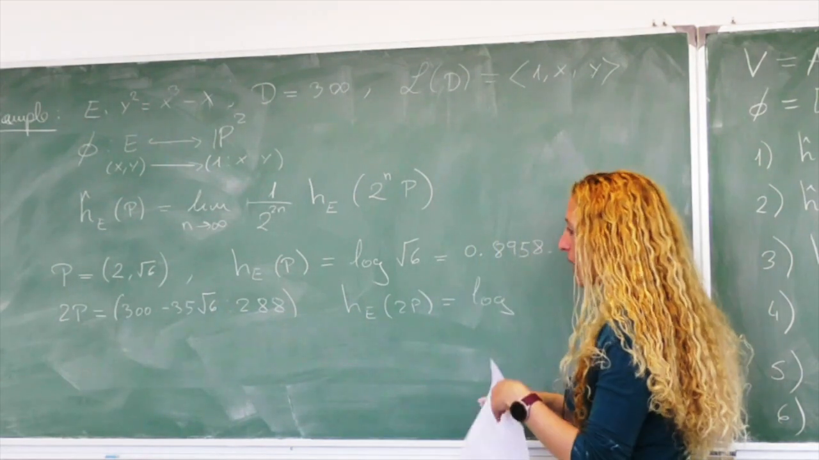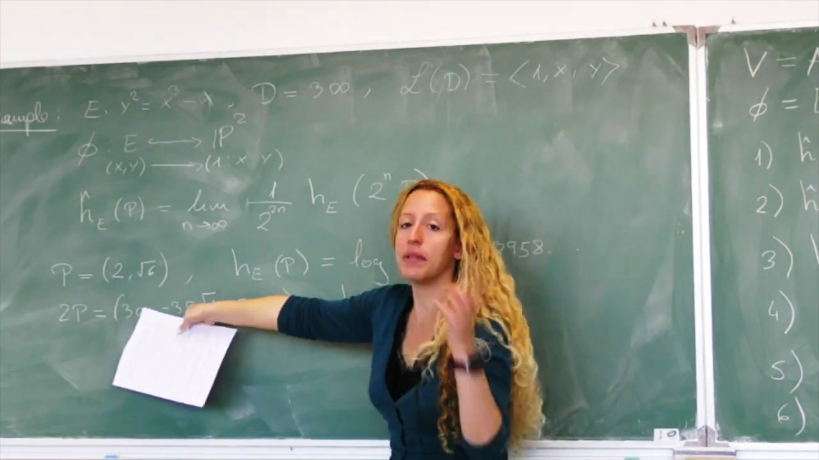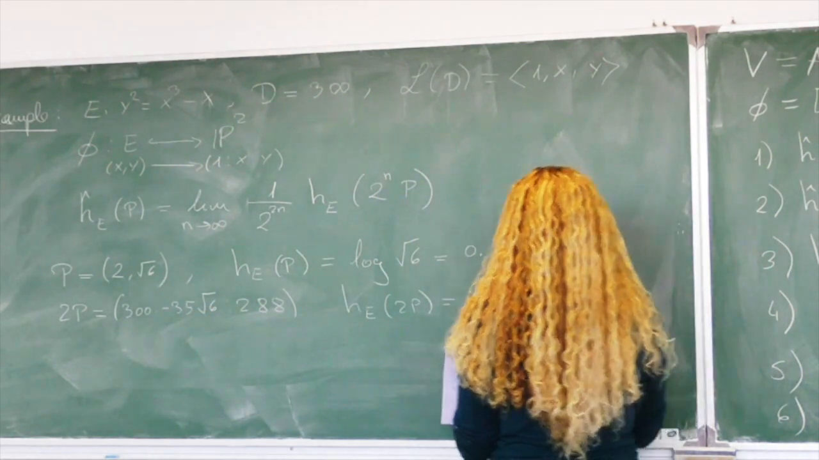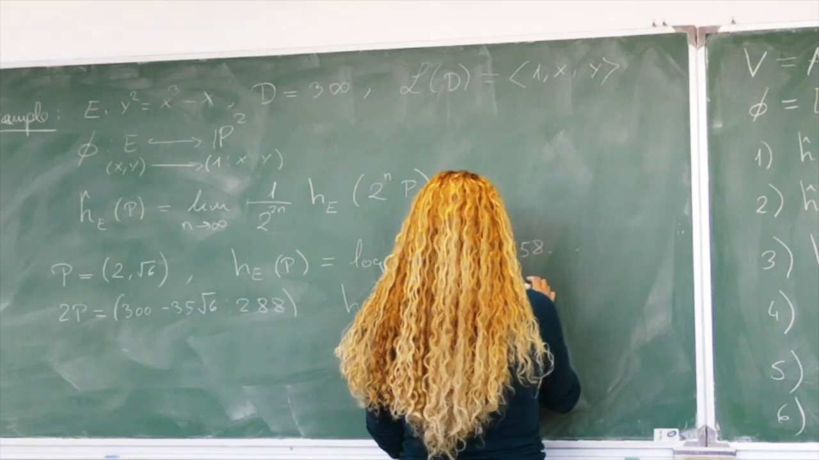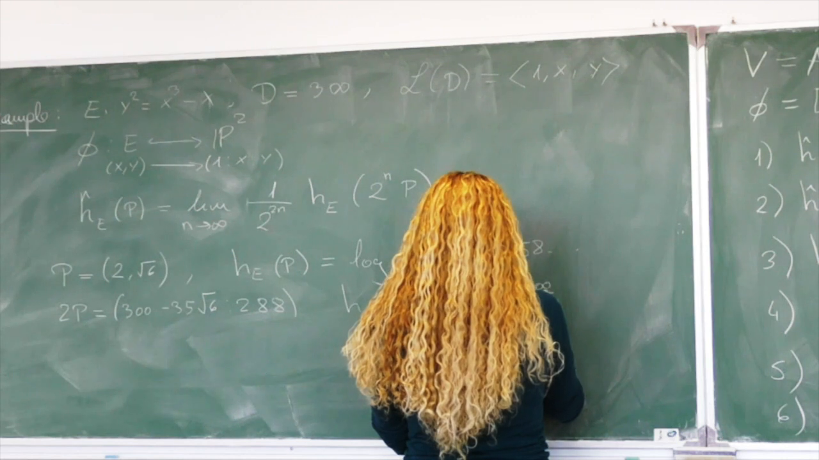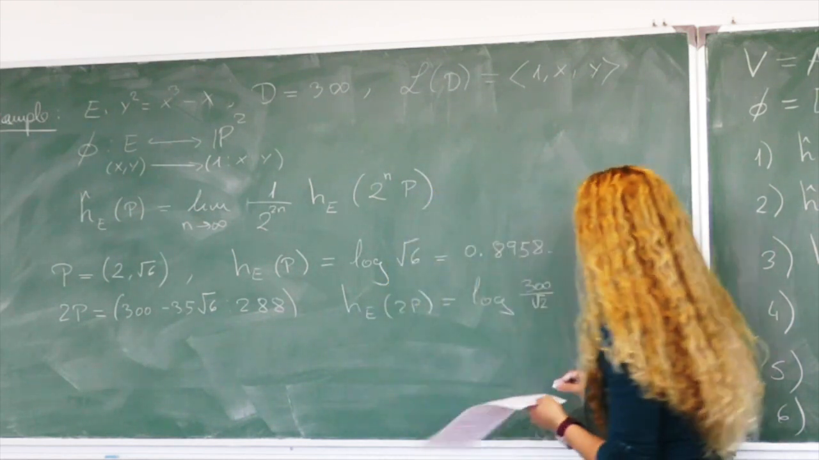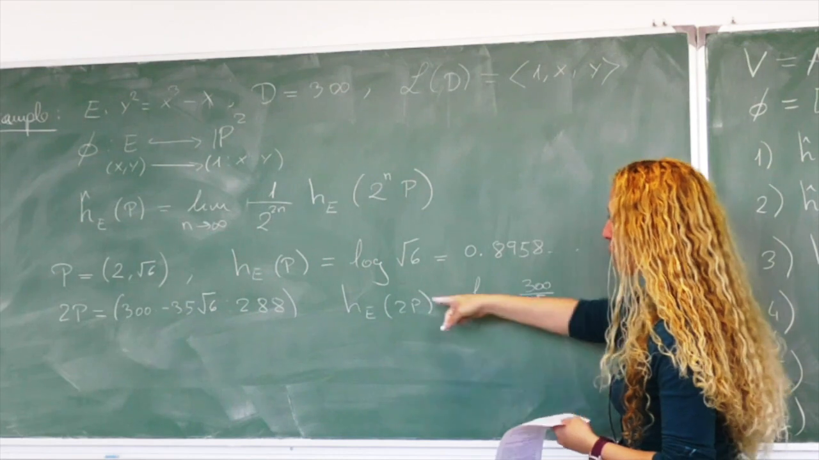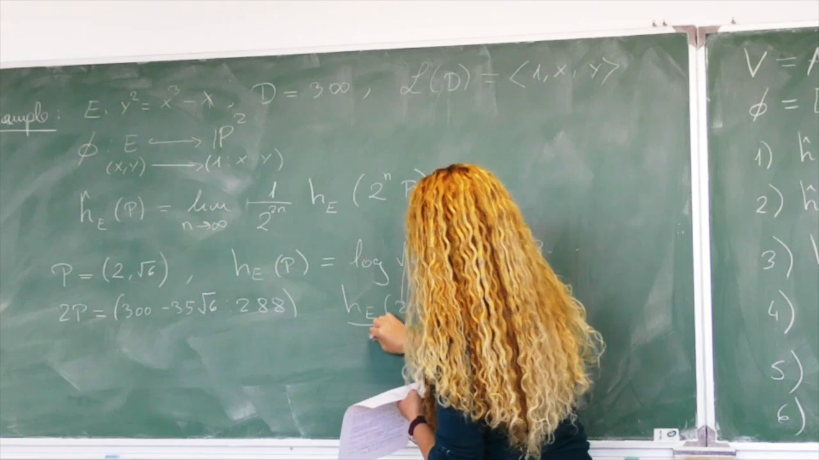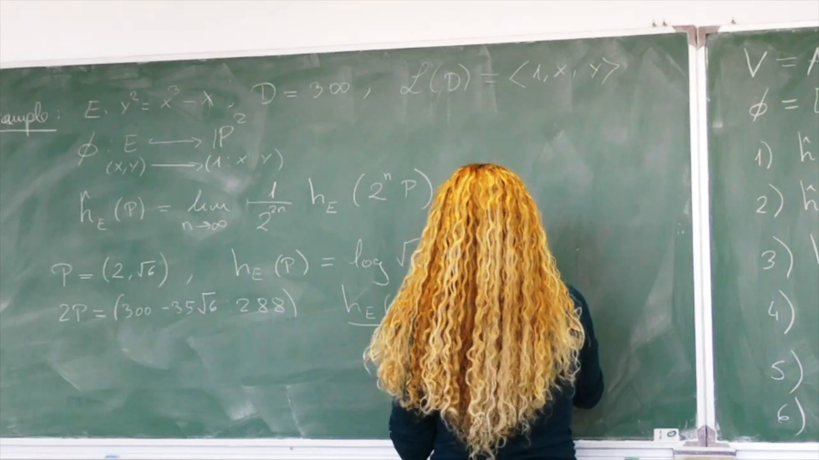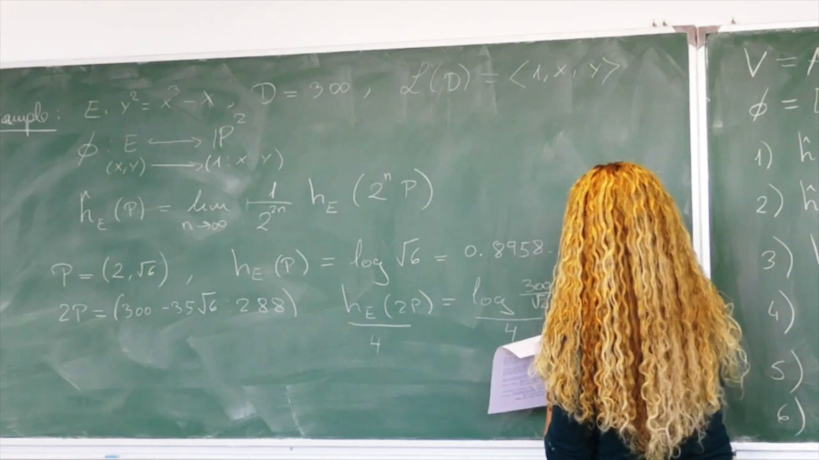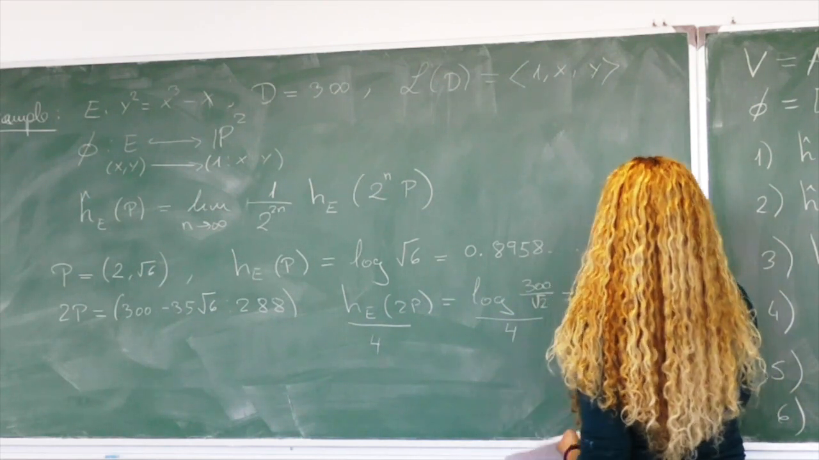So then the biggest one actually is this one, but divided by a square root of 2. So I compute, and I get that this is equal to the logarithm of 300 divided by a square root of 2. And actually, this is not really what I want, but I have to divide by the right thing. So I'm going to divide this by 4. And then I get more or less something like this.